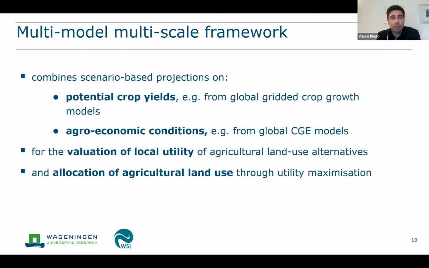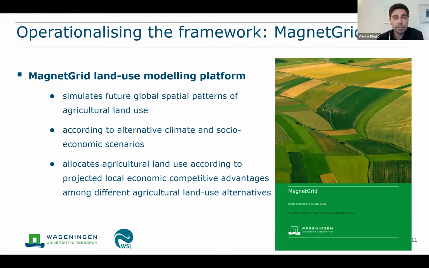So in a nutshell, this multimodal framework combines scenario projections on potential crop yields from global gridded crop growth models with agronomic conditions, for instance, simulated by global CGE models, to then perform the evaluation of local utility of agricultural land use alternatives, to then simulate the allocation of agricultural land use through utility maximization.